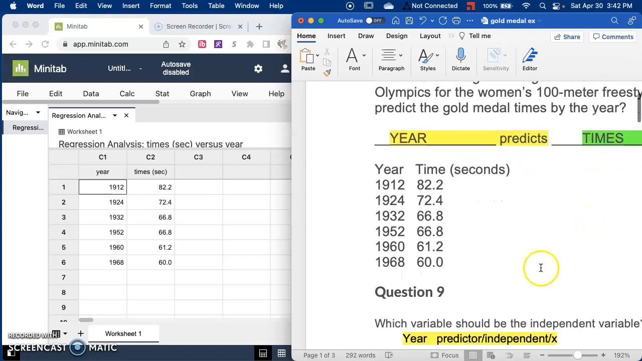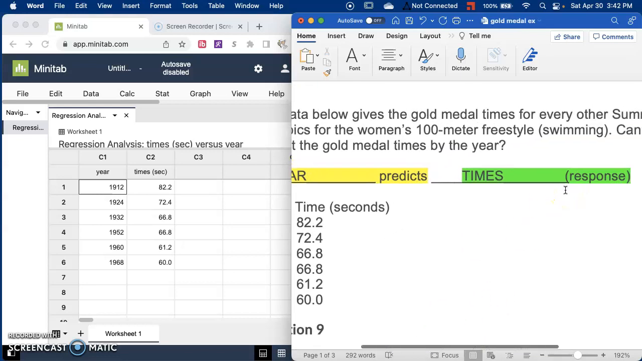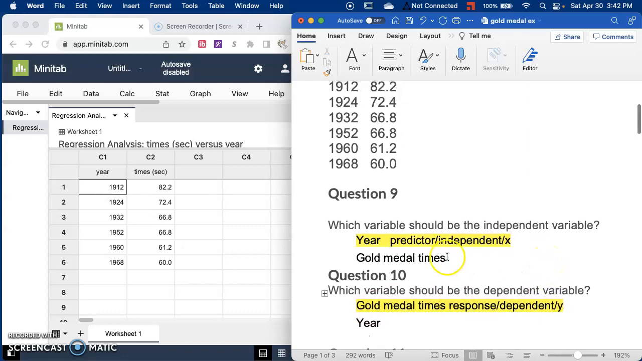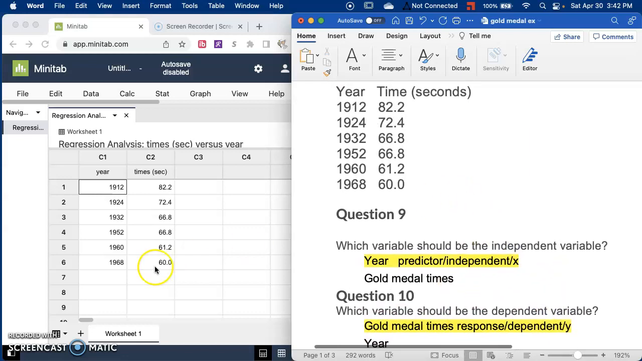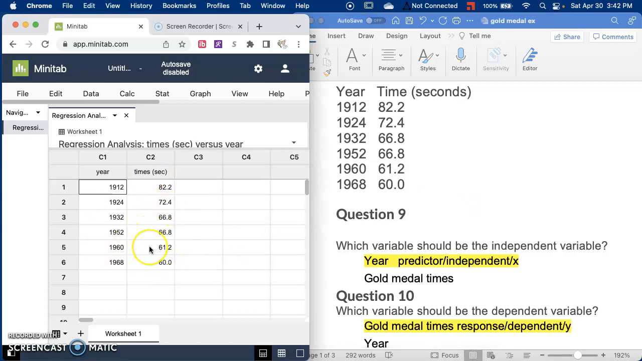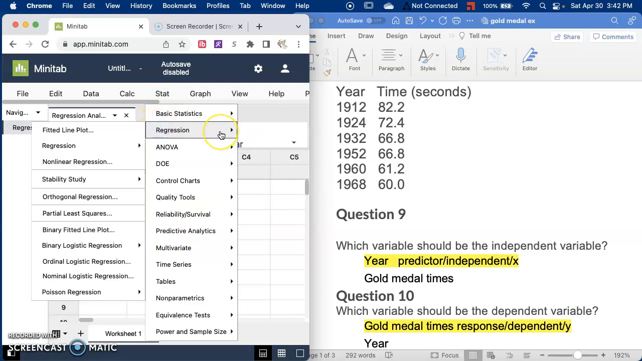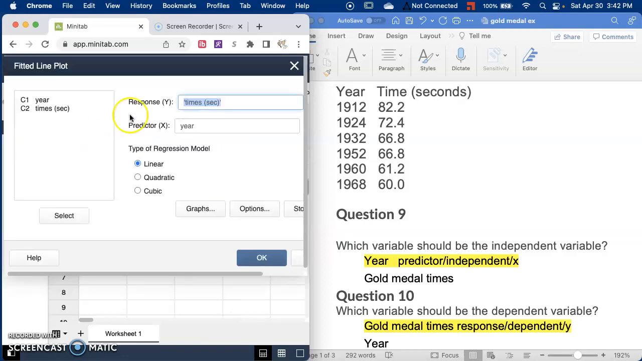And I wanted to make sure then that the year is the predictor variable or the independent variable, and times are then your response variable. So that's the first two questions, and then you need to put your data into Minitab, which I have over here. Years and times, double check those, then you go to Stat, Regression, Fitted Line Plot.